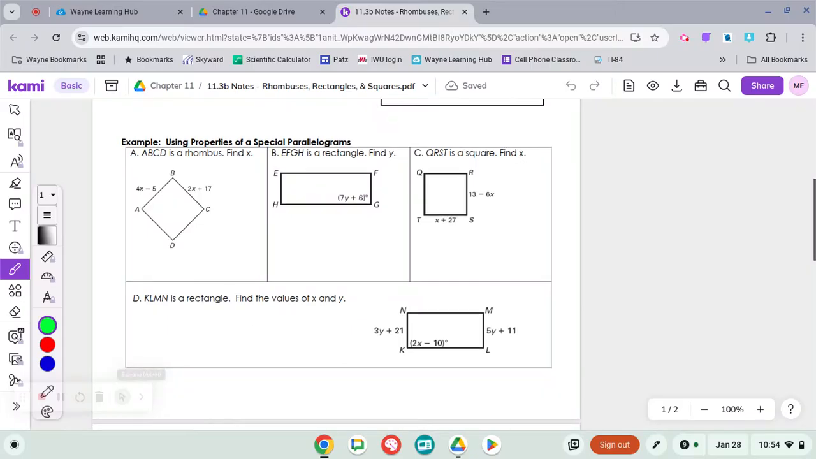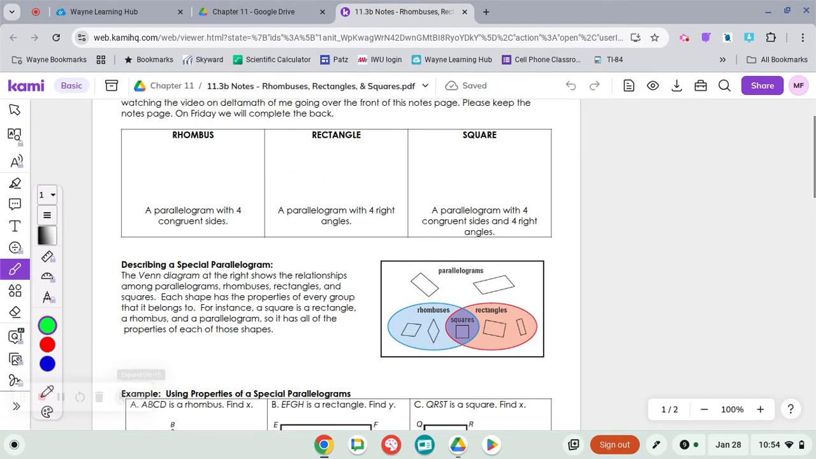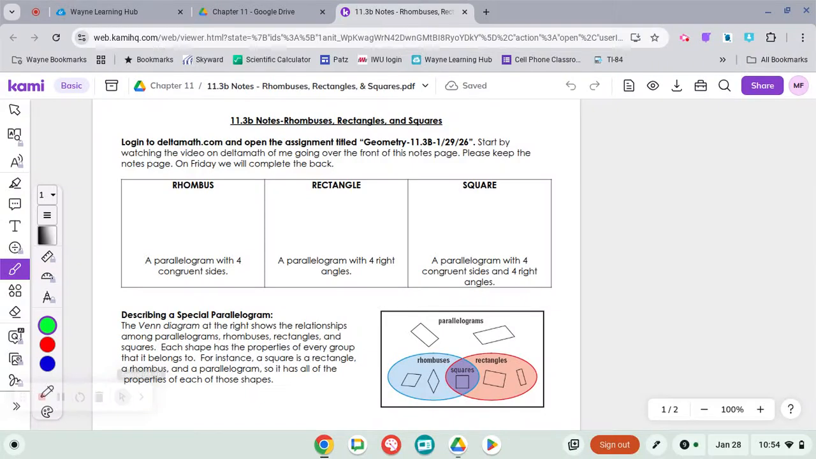We'll go over this, try to keep it short here, and then after I go over this, there are going to be a few practice problems you need to do related to parallelograms and specifically rhombuses, rectangles, squares, but also just parallelograms in general, and then quadrilaterals. So let's start off with a brief review.